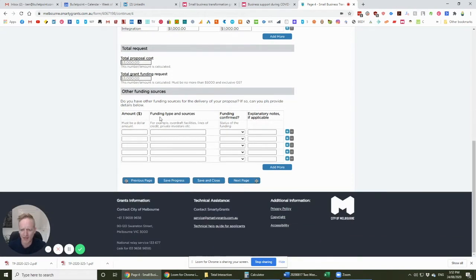And then other funding sources. So if you need to get extra money from investors or shareholders or the bank, make sure you include that in the application.